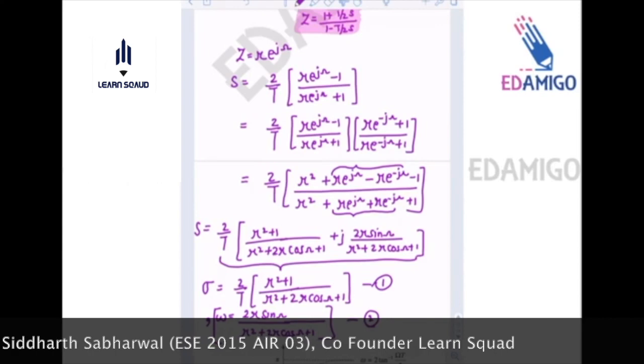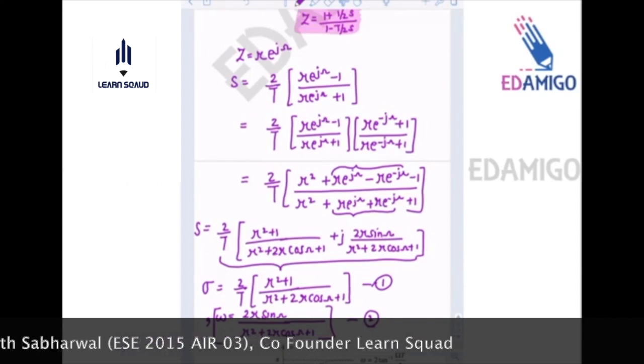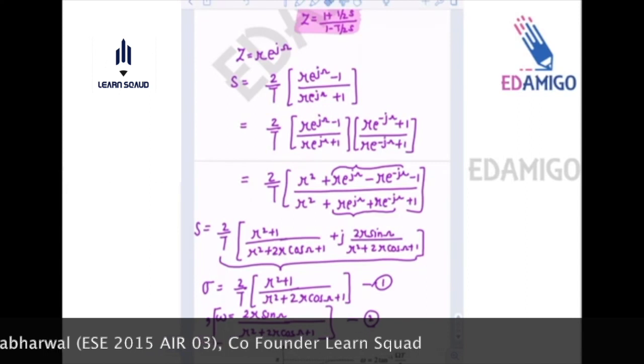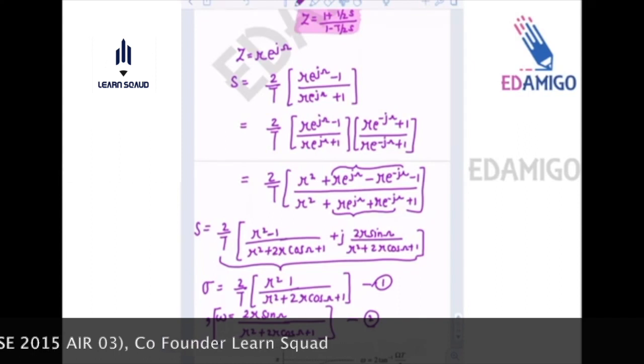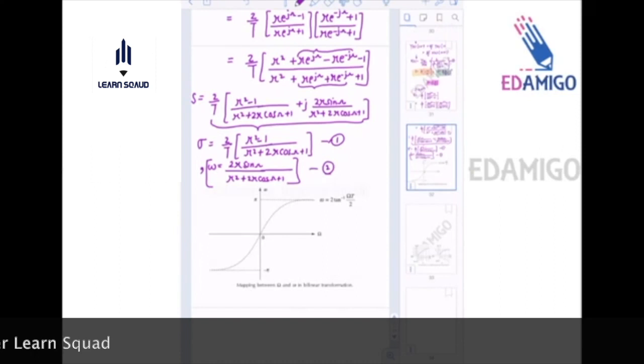I don't think anyone will ask you this lengthy expression, this is R square minus 1, sorry, R square minus 1 here. So no one will ask you the expressions written in equation number 1 and equation number 2. I'm just telling you for the sake of completion of the bilinear transformation. Okay, now I will add one more page.